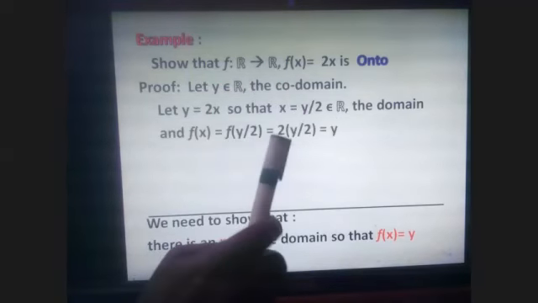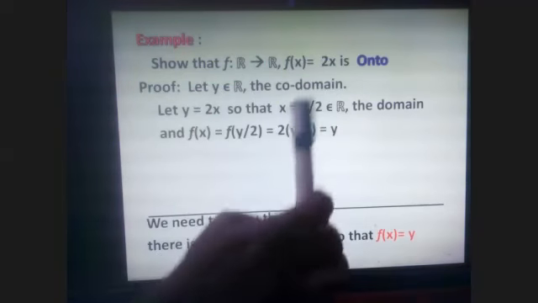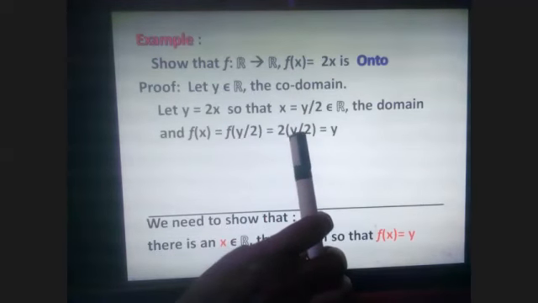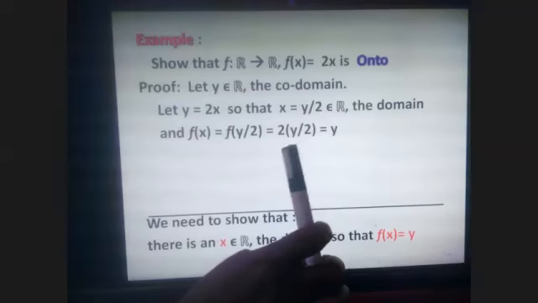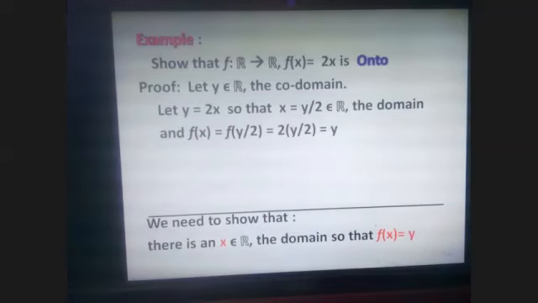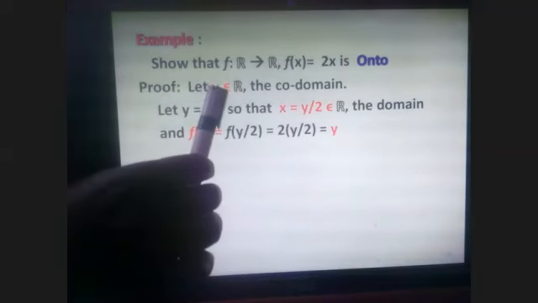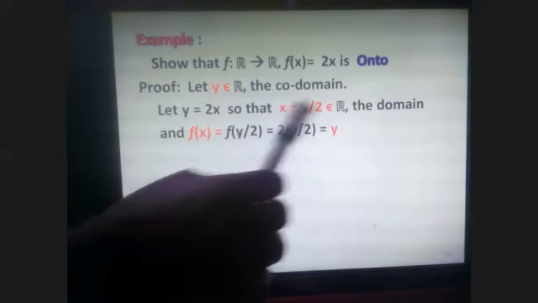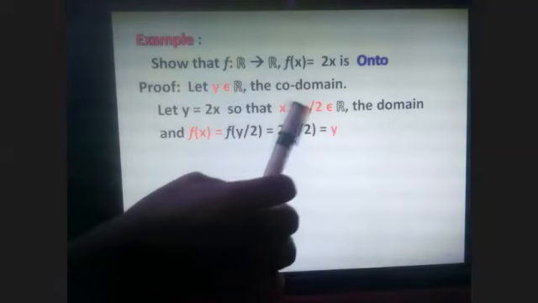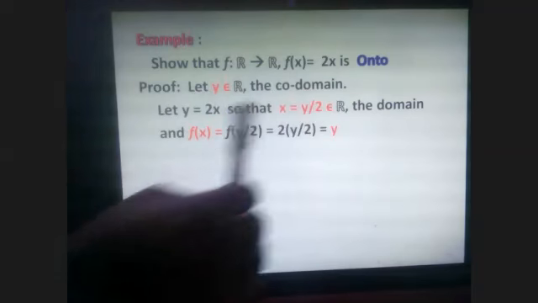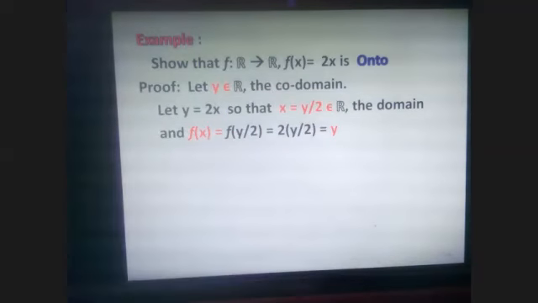What is f of y by 2? Look at f(x) equal to 2x. f of y by 2 will be 2 into y by 2, that is y. That means for all y in R, we got an x in R. What is that x? It is y by 2 that we calculated. For all y in R, we got an x in R so that f(x) equal to y. Okay? Therefore, f is onto.